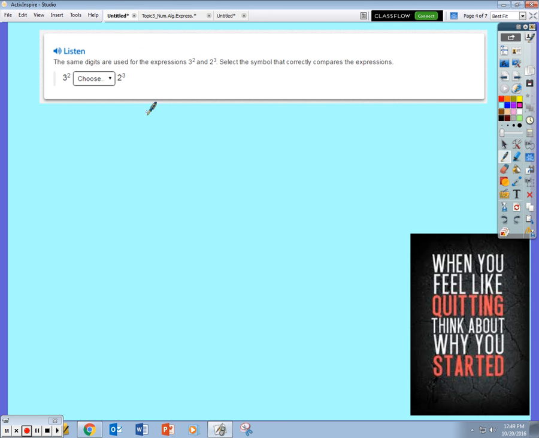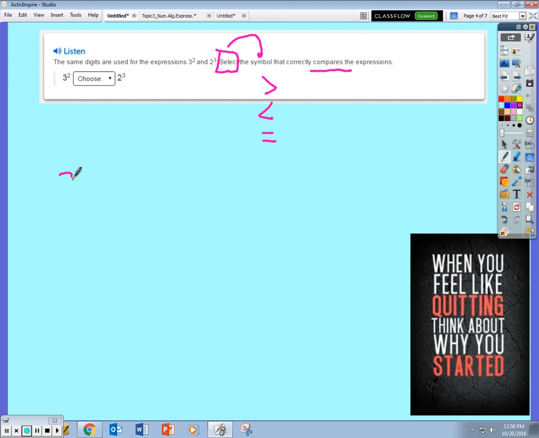All right, let's take a look here. The same digits are used for the expression 3 squared and 2 to the 3rd power. Select the symbol. And what they mean by this is probably a greater than, less than, or equal to symbol that correctly compares, because I want to compare the expressions.